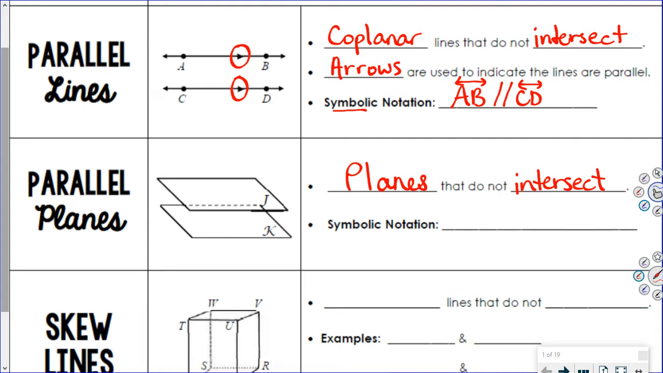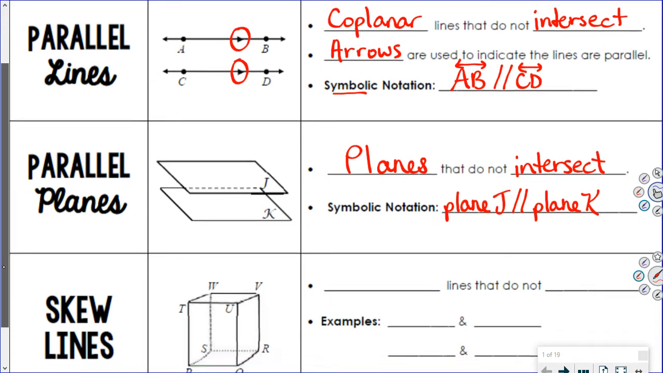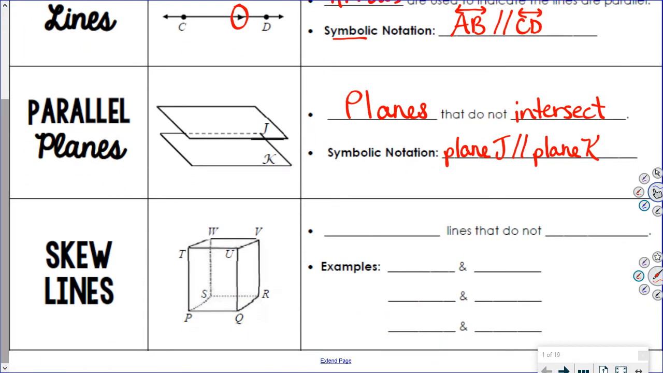Again, when you look at your symbolic notation, you're going to say that plane J is parallel to plane K. And remember, when you write out that word plane, it either is followed by 3 non-collinear points or a capital cursive letter, which in our picture we don't have any points. That's why we stick to the capital cursive letter.